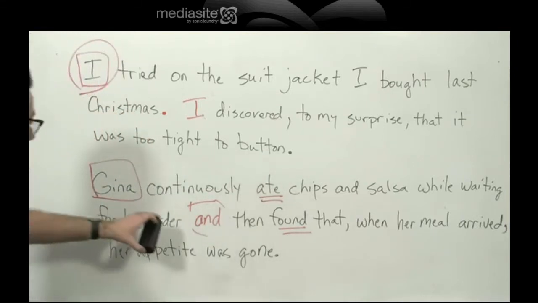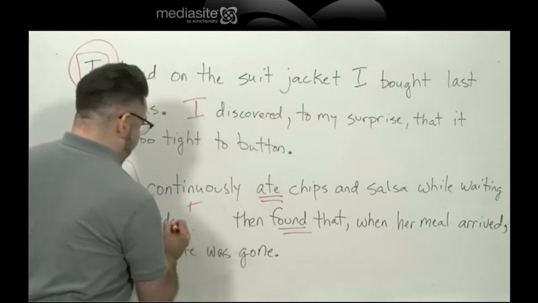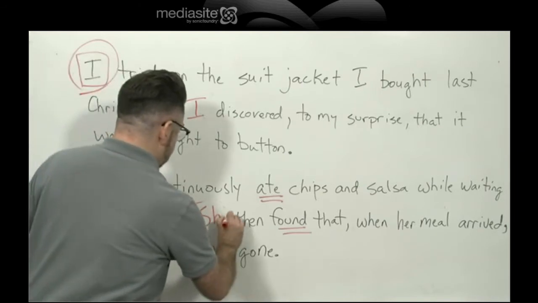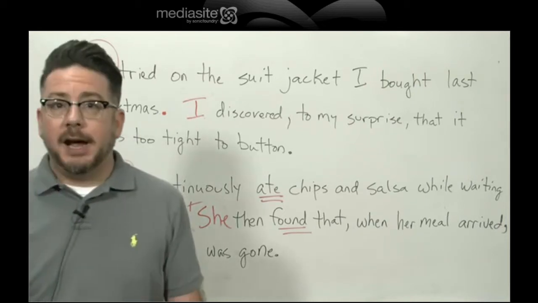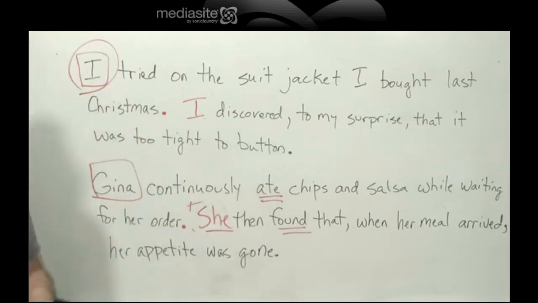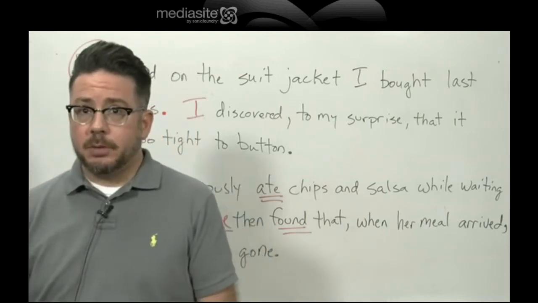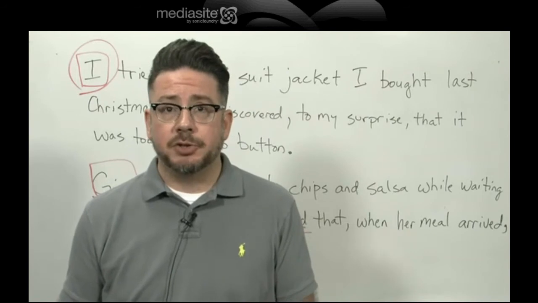Another thing we could do is put that period back and add in the subject that's missing. She then found that when her meal arrived, her appetite was gone. Now that's a complete thought because we have a subject and we have a verb, and it expresses a complete idea on its own. So that concludes the fragments section of this module.